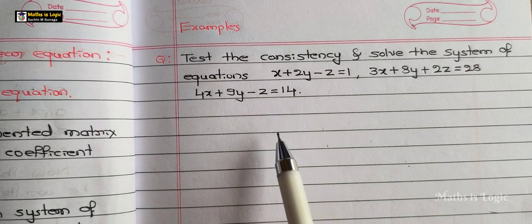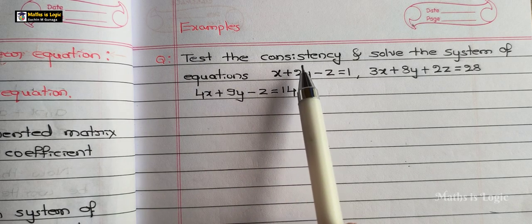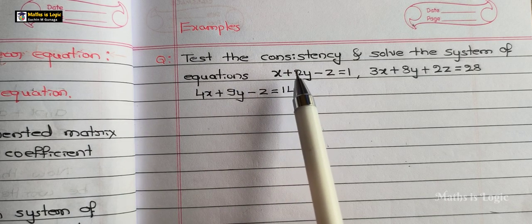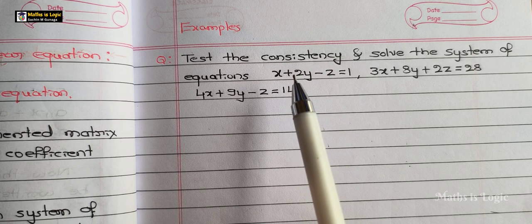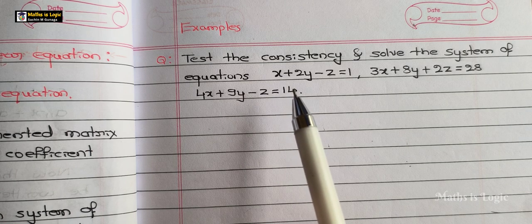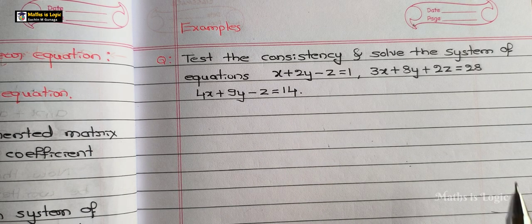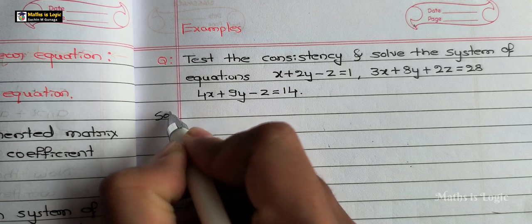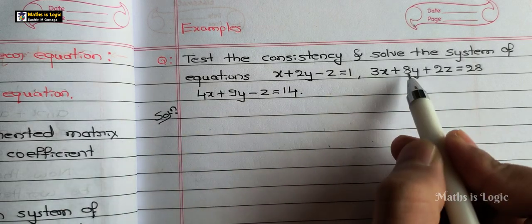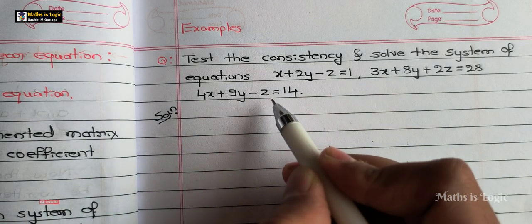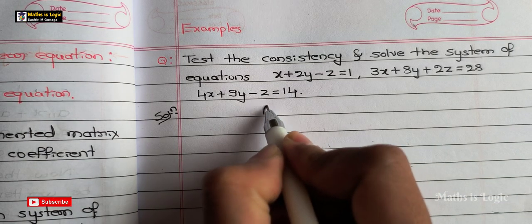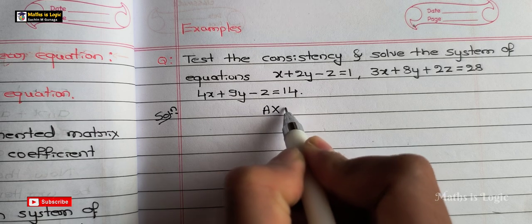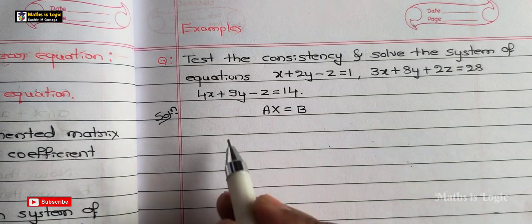So here, to test the consistency, first we need to check whether the given system is consistent or inconsistent. If it is consistent, then we need to find the solution of the equations. Therefore, in the solution, by using these three equations, first we need to write in matrix form. So the matrix form should be in the form of what? Ax is equal to b.